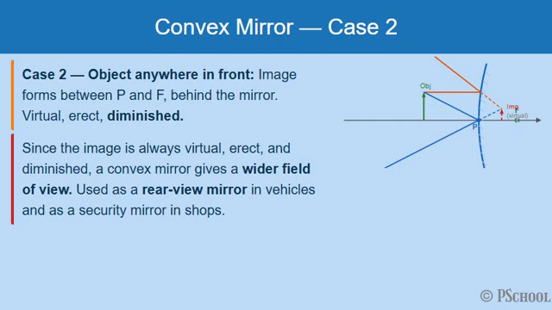Because the image is always virtual, erect, and diminished, a convex mirror gives a wider field of view. This is why it is used as a rear-view mirror in vehicles and as a security mirror in shops.